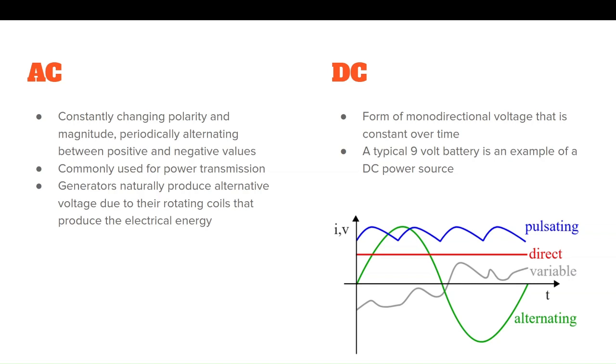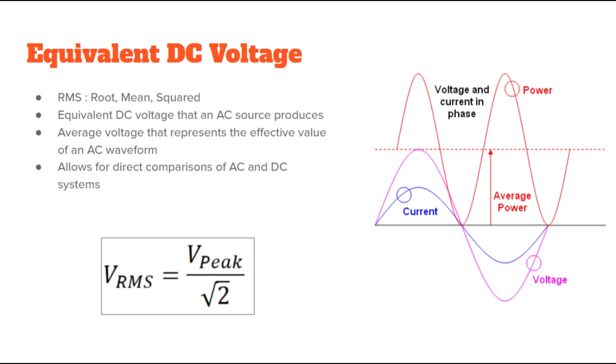AC, unlike DC, is constantly changing its polarity and magnitude, periodically alternating between positive and negative values. AC is commonly used in power transmission as it reduces energy losses during long distances, as the high voltage allows for low current, reducing energy loss through heat. RMS can be used to find the effective DC voltage that would deliver the same amount of energy as an AC power source.